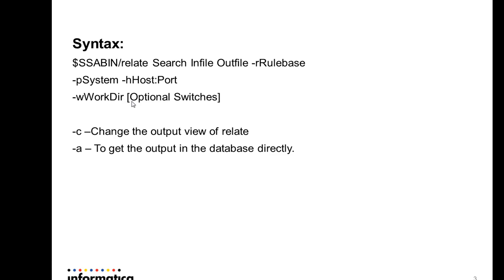Then you can specify other optional switches. So in our case, if we specify the -C switch followed by the view name, you can get the output of the relate in the specified output view. And to get the output in the database directly, we can specify the -A switch, that is the answer set prefix switch, followed by the answer set prefix. Both these switches are mutually exclusive. We cannot use them together, for the same reason I explained earlier.